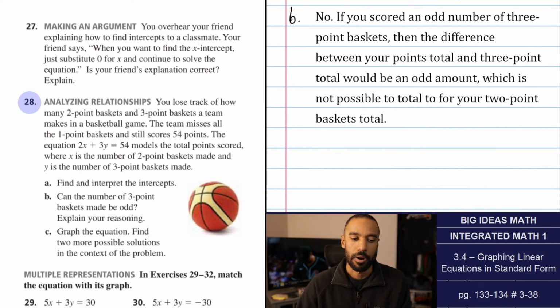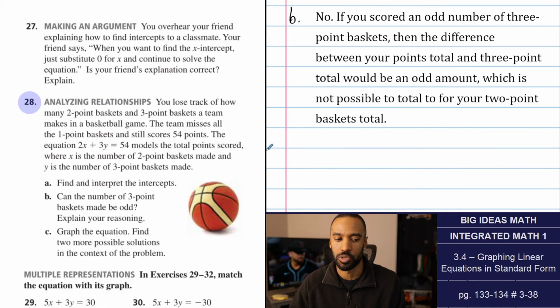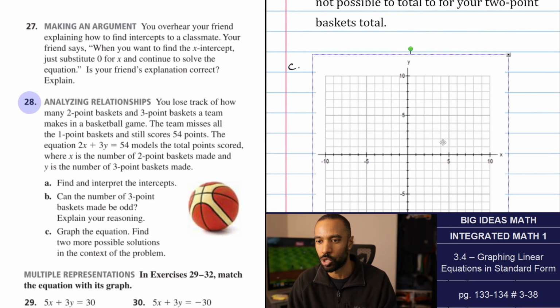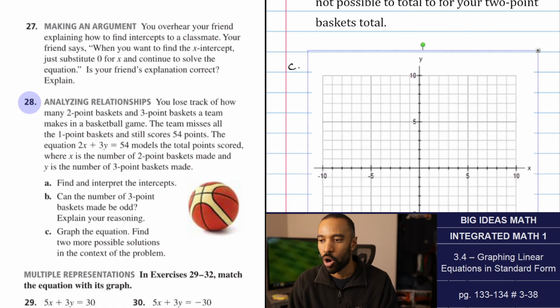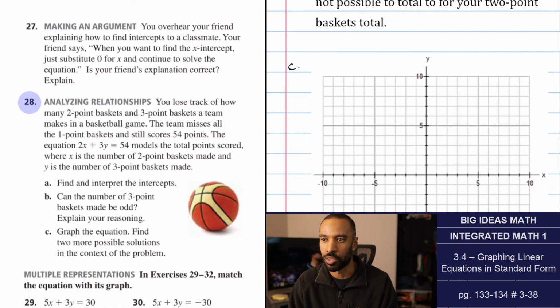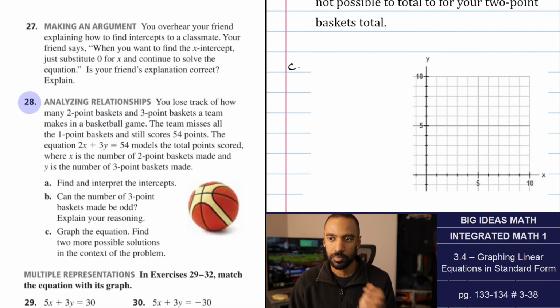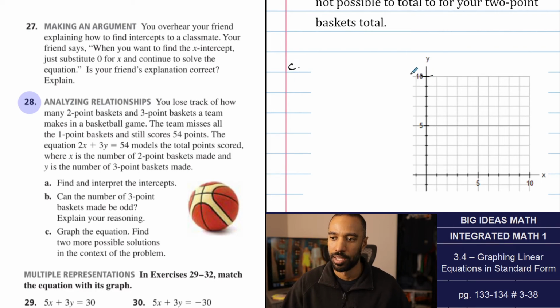So there's that. Okay, part C, graph the equation, find 2 more possible solutions in the context of the problem. So we are going to sketch the graph. These are crazier intercepts, but listen, I can go by multiples of 3 and fit these okay, and hopefully we find other points along the way that are just as friendly. So I don't need any other quadrants other than the first quadrant here. If I go by multiples of 3, this is 30, this is 15, and same thing here.